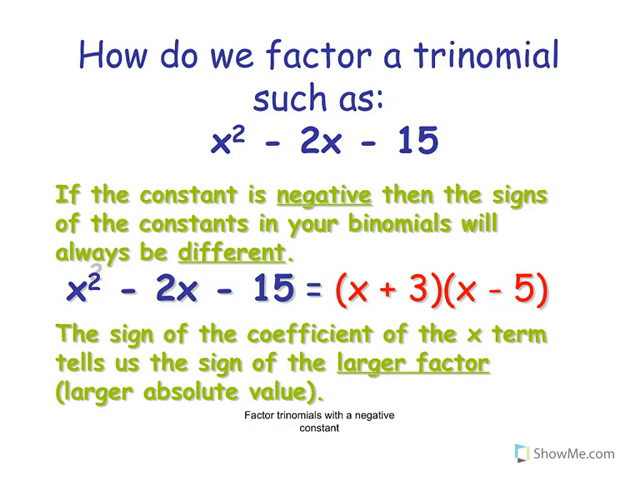So what we notice is if the constant is negative, then the signs are going to be different. And more specifically, whatever this sign is, that's going to give us the sign of the larger factor. By larger, we mean absolute value. Right? A positive number is always bigger than a negative number, but if we're just thinking about the absolute value, like 5 and 3, then we know that in order for the sum of two different sign numbers to be negative, the larger one must be negative.